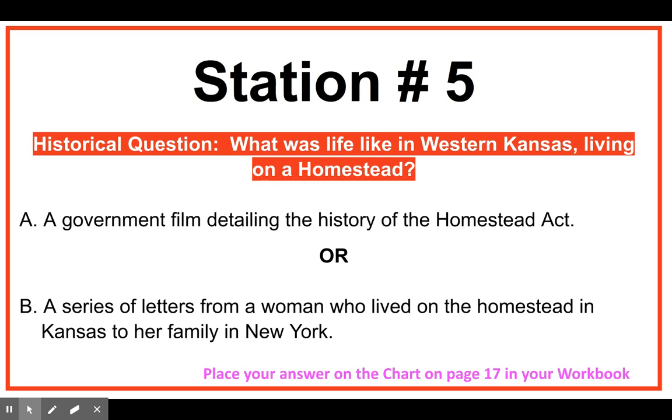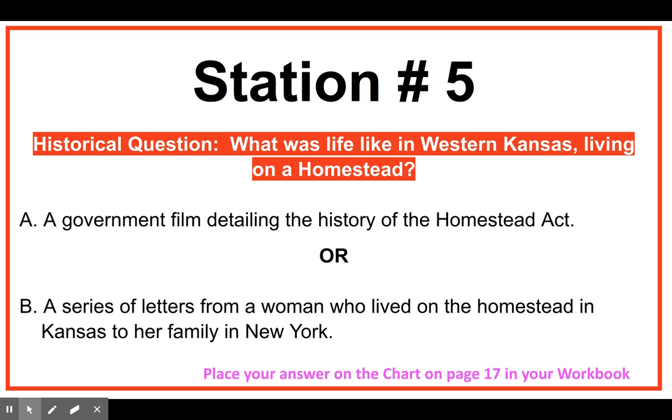I would use the letters because she lived there. She lived on a homestead. She has firsthand knowledge of what life was like on her homestead in western Kansas. That definitely would beat a government film, which was made probably 50 years later or more. So I would use the series of letters.